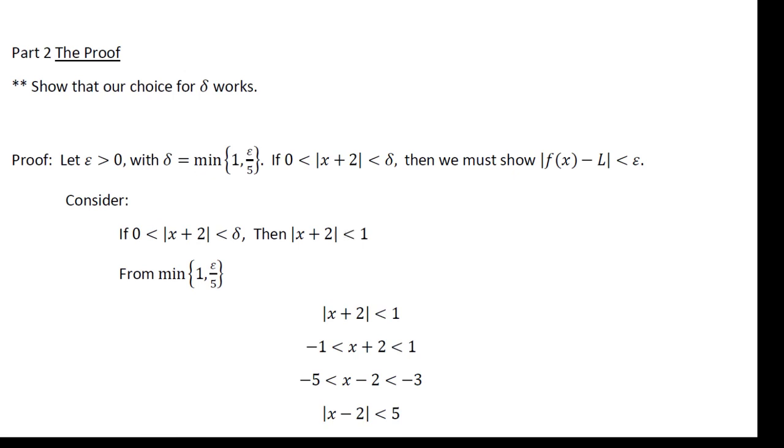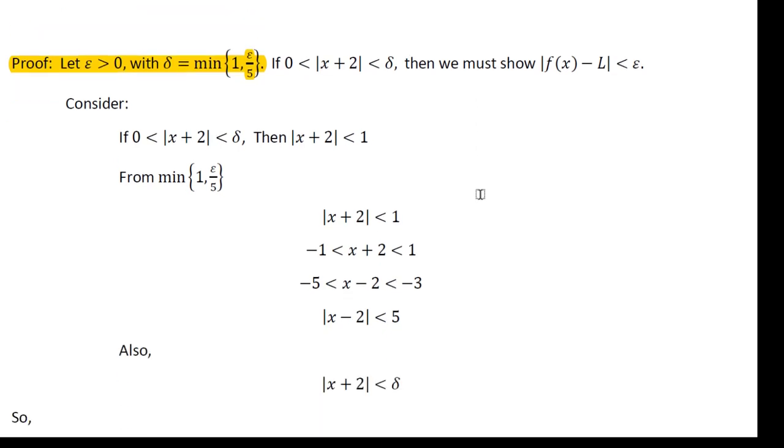Part 2, the proof. We need to show that our choice for delta actually works. So we always start delta epsilon proofs the same way. Proof, let epsilon be bigger than 0, with our choice of delta, which in this case is the minimum of 1 or epsilon over 5. If x minus a, the absolute value, in this case that simplifies to x plus 2, the absolute value, is between 0 and delta, then we have to show that the absolute value of f of x minus L is less than epsilon.